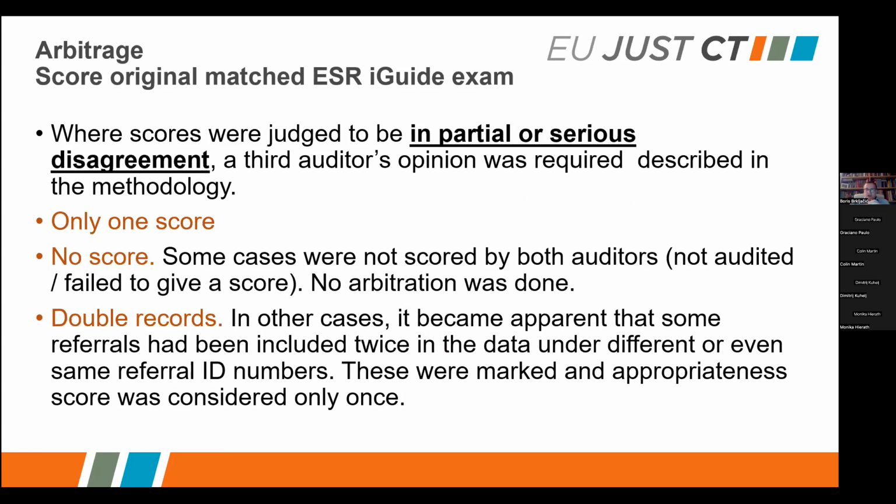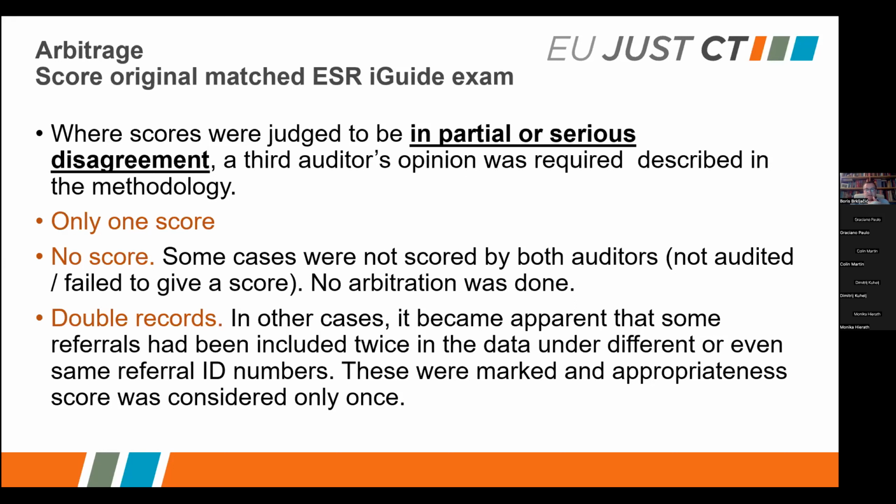Where scores were judged to be in partial or serious disagreement, for instance, one arbiter would give 2 points and the other one 8, a third auditor's opinion was required. This was described in the original methodology, by the way, which was taken from 2 previous national audits in Luxembourg and Northern Ireland. There were also cases when there was only one score. If there was no score at all by both auditors, arbitration was not done.